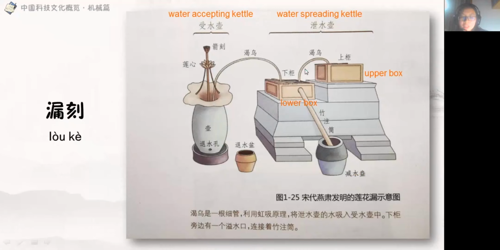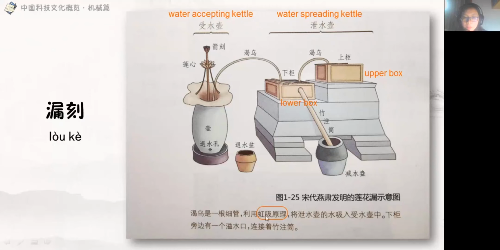So the ingenious idea in this one is that it only uses two kettles to make sure the water can flow at a constant speed, average speed. The first pipe here, you can see here, the first pipe is bigger than the second pipe. So the lower box always keeps enough water. And here there is a hole on the side of the lower box in order to let the extra water flow out, which can keep the same amount of water in the lower box.